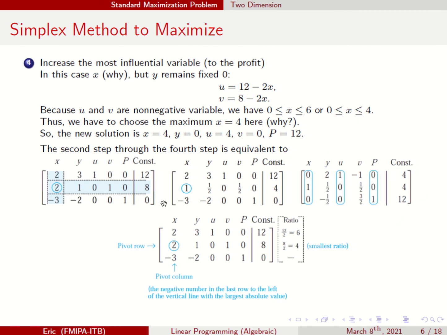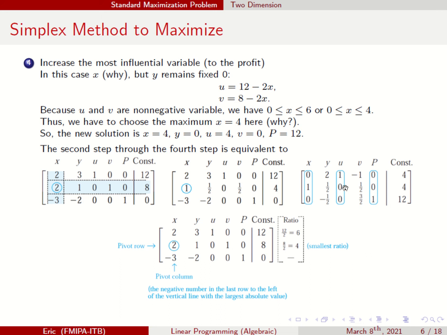Okay, yeah? This is the pivot column, the most influential to the profit. The pivot row is the smallest ratio, and you make this into a column of the identity matrix. You bring this into 1, all the others are 0, and you have this one. Okay, yeah? Okay.